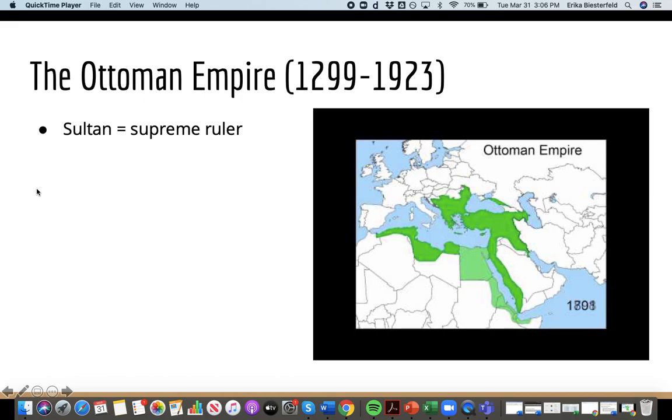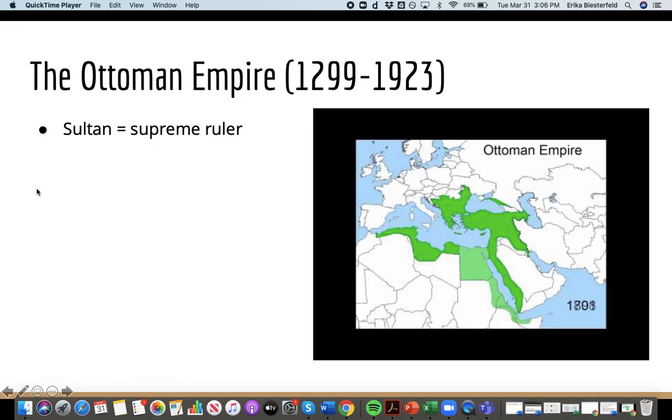First of all, their capital city. Interestingly enough, the Ottomans ruled from Constantinople. Now, remember, they changed this from Constantinople into Istanbul. These were the people who took over the Byzantines. So hopefully some of this is starting to sound familiar.